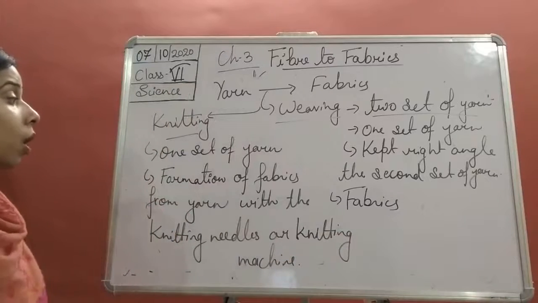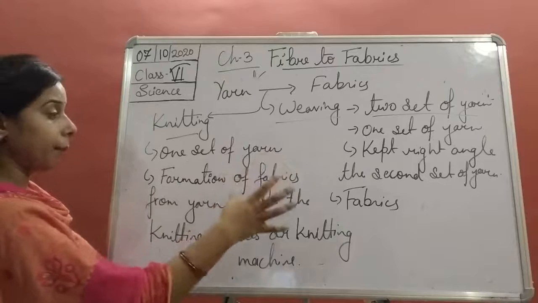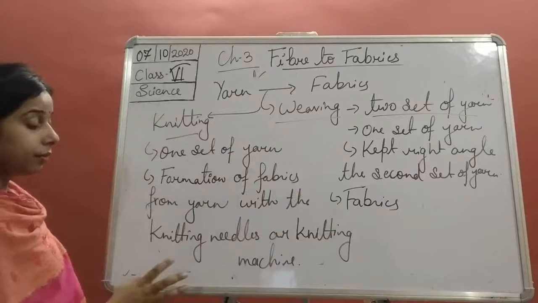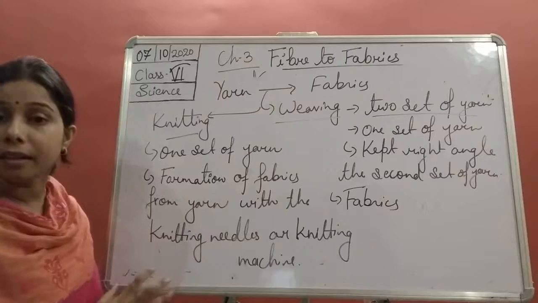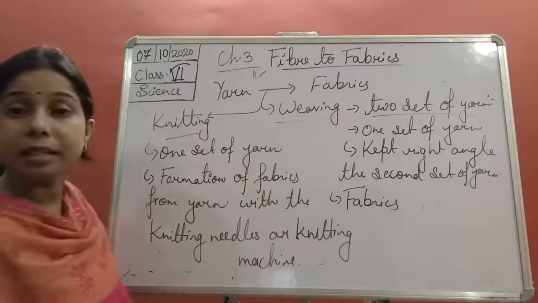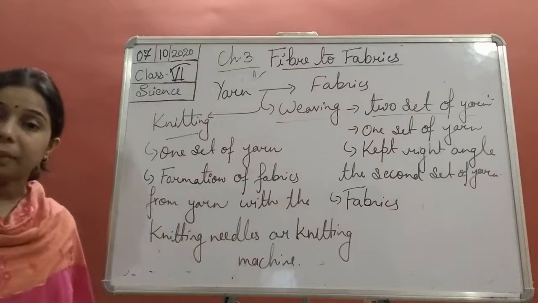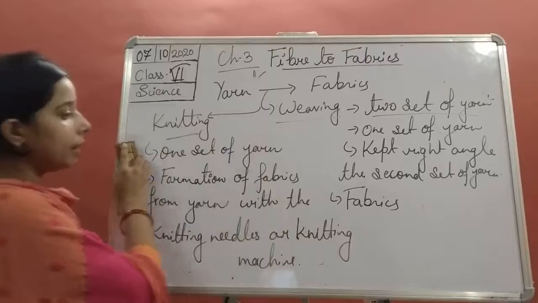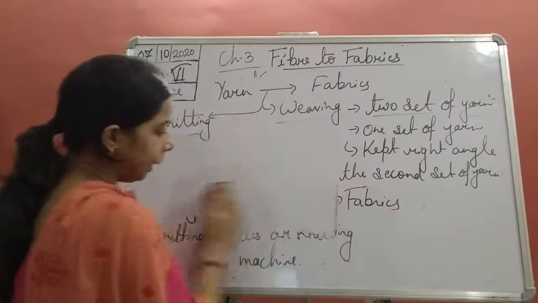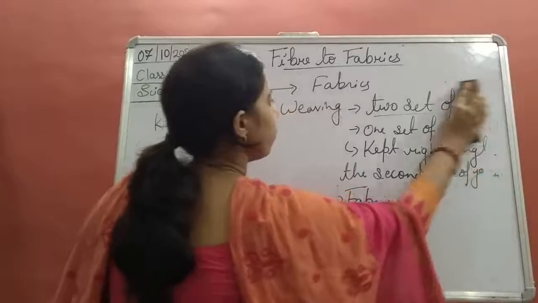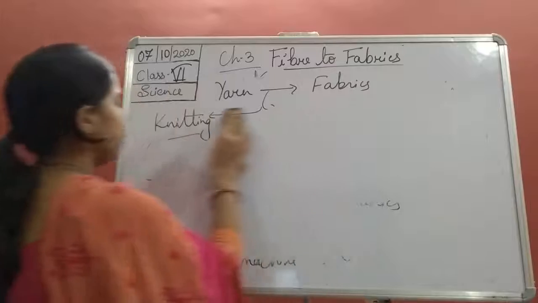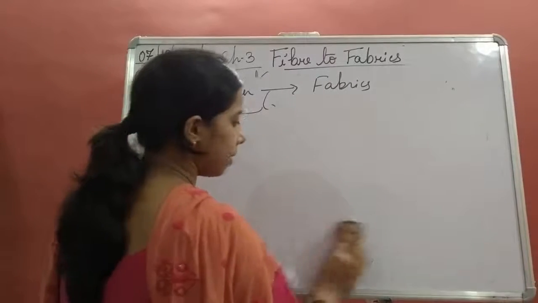So we convert the yarn into a fabric by taking one set of yarn, and with the help of a knitting needle or the knitting machine, the formation of the fabric can occur. On the basis of that, we can define knitting. So let us write the definition of knitting. What is knitting?